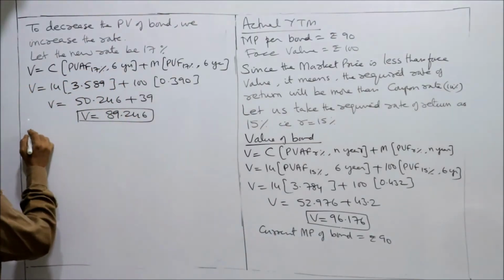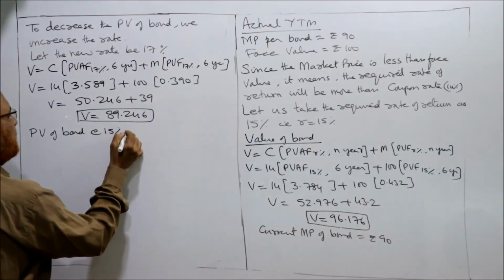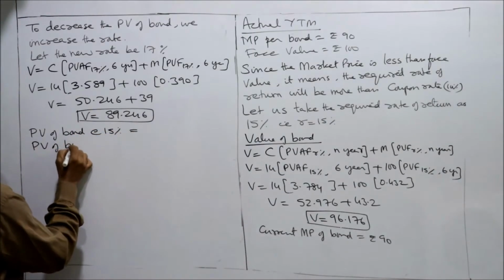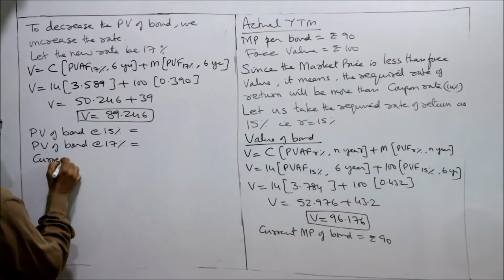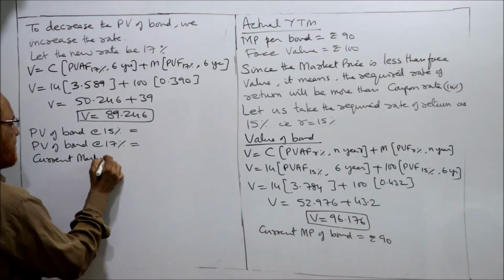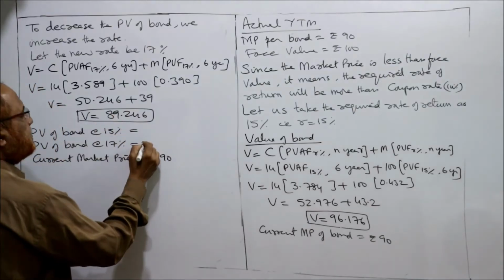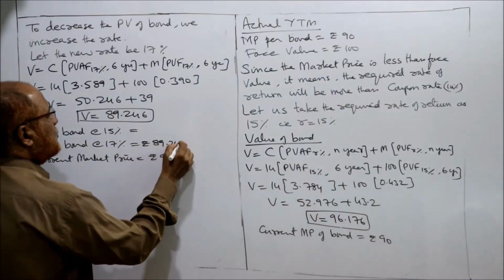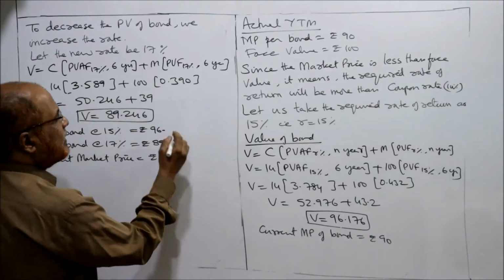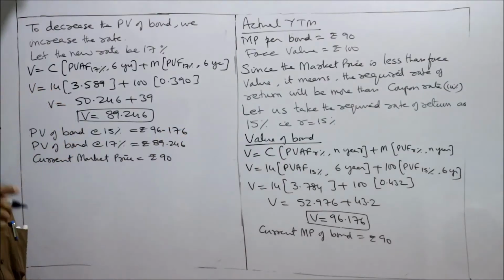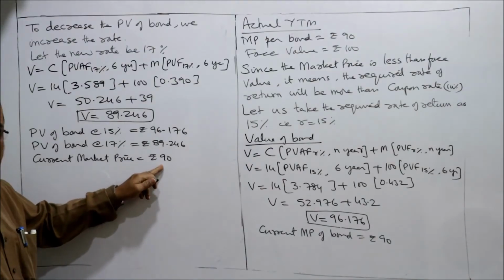Now, for your clarification, I am writing the present value of the bond at the rate of 15%, the present value of the bond at the rate of 17%, and the current market price is equal to rupees 90. At 17%, 89.246. At 15%, 96.176. So what you can observe here, one value is more than 90, the other value is less than 90.